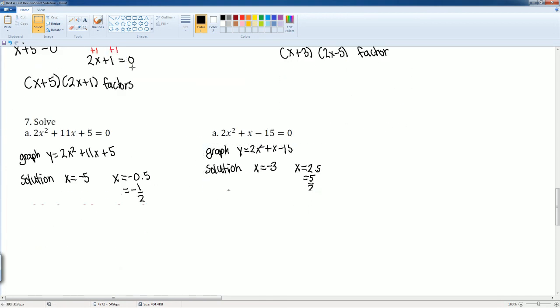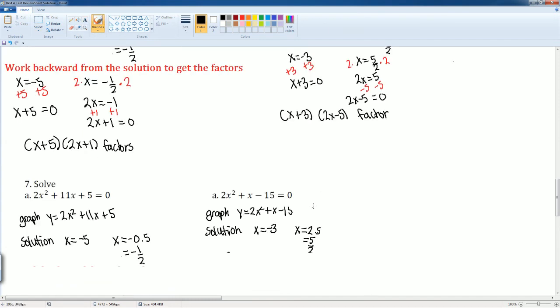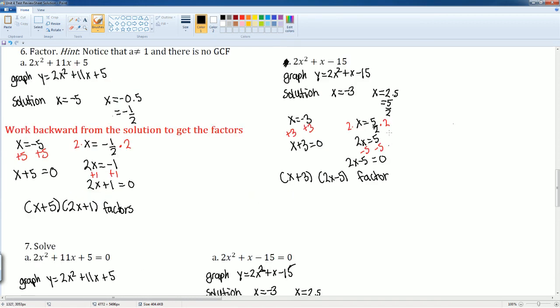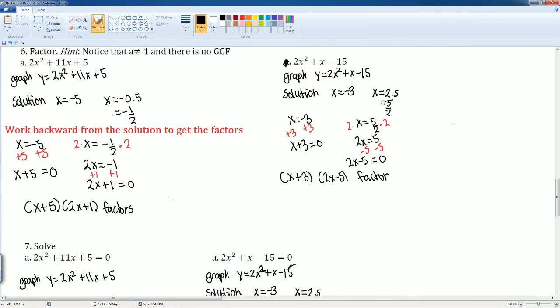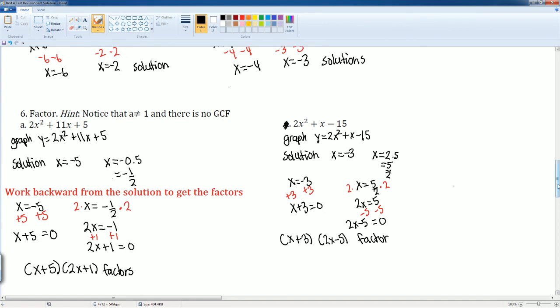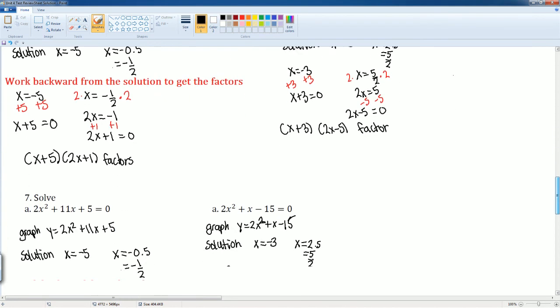Perfect. So it's very easy if you can just graph it. Okay, 15, and this is 2x. Is that a match? Perfect. Good. So there you go. That is how you do 6 and 7 as well.